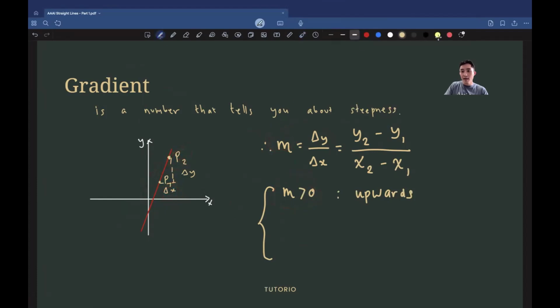But let's say if I create here using a yellow color, let's say I cross it here.